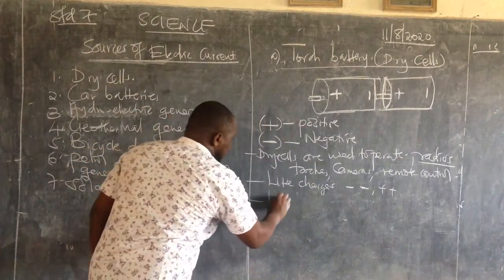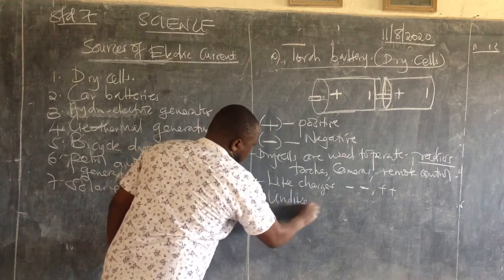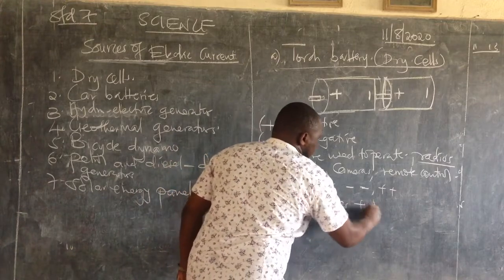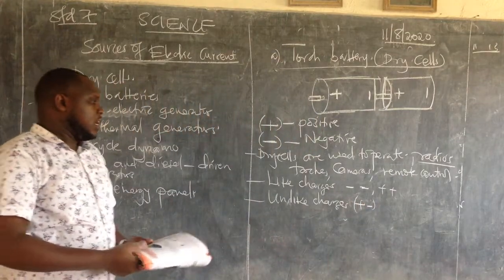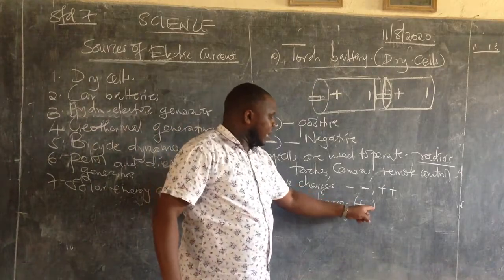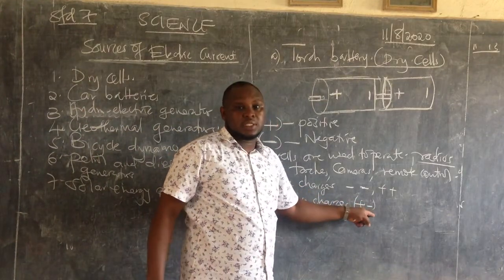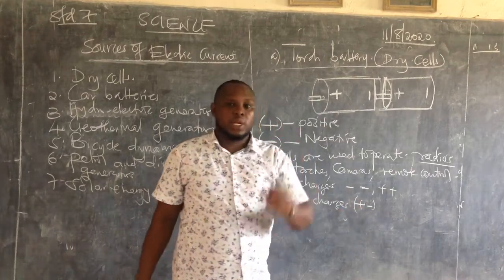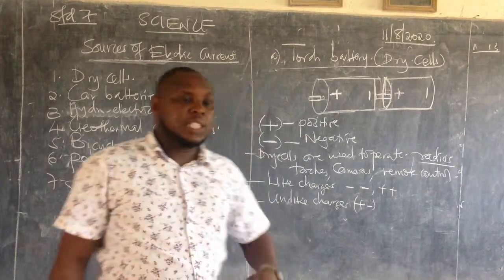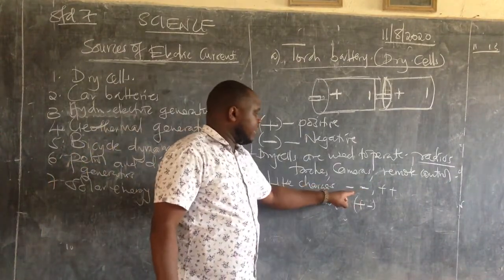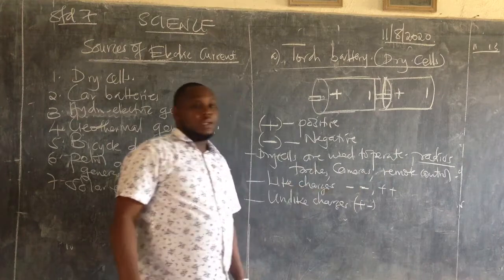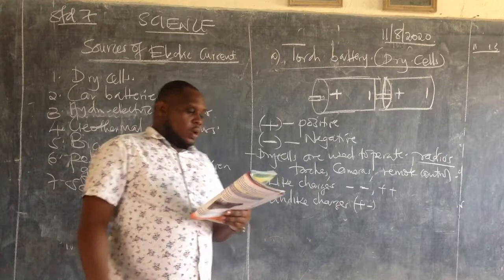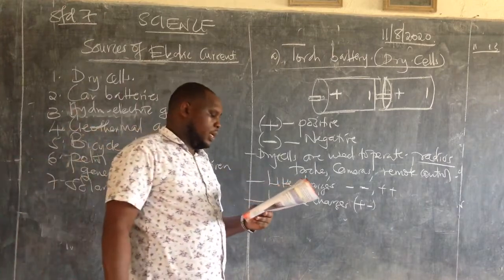So unlike charges are like when you connect positive and negative. This is what we call unlike charges. So in this case, electric current is going to pass. Electric current can only pass when you have a positive and negative charge connected together. But when we connect the same charges, negative and negative, then this one will hinder the movement of electric current. So that's all about the dry cells.